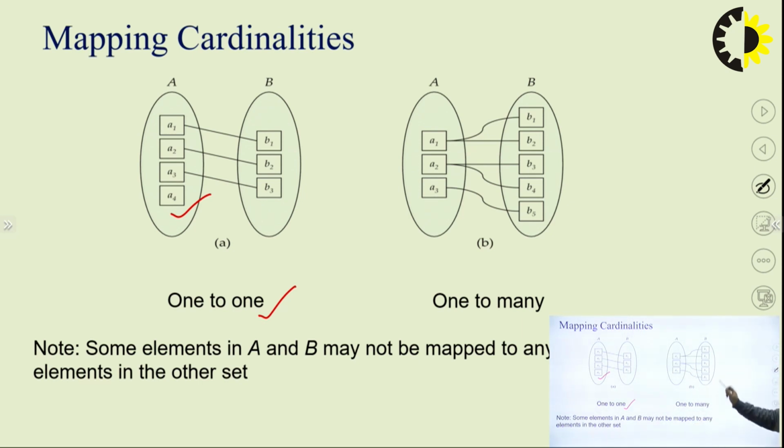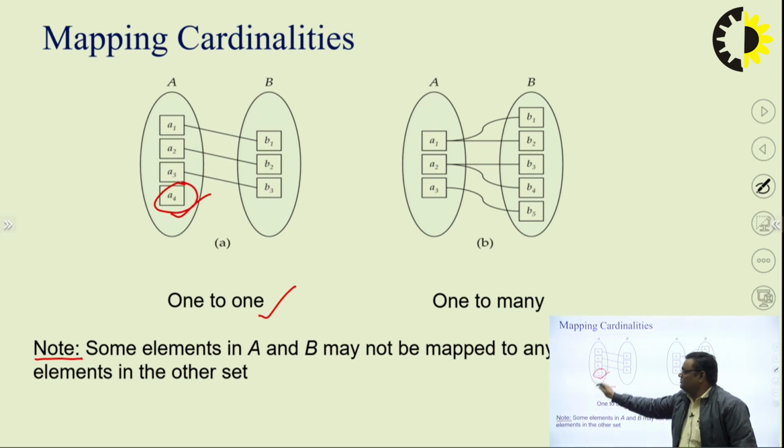In the next diagram we show one to many cardinality, like A1 is connected to B1 and B2, A2 is connected to B3 and B4, and A3 is connected to only B5. So one is connected to many entities in the associated entity set. The point to be noted here is that some elements in A and B may not be mapped to any elements in the other set, like A4 is not connected to anything.